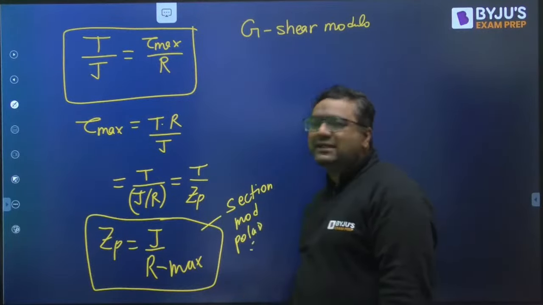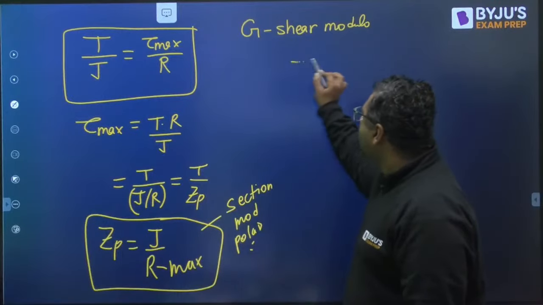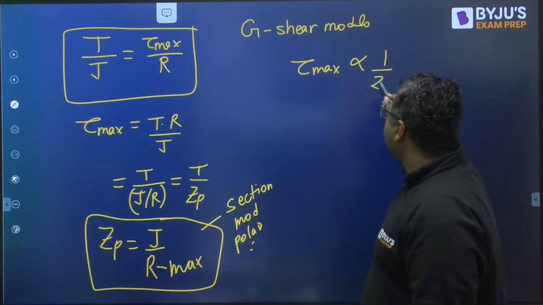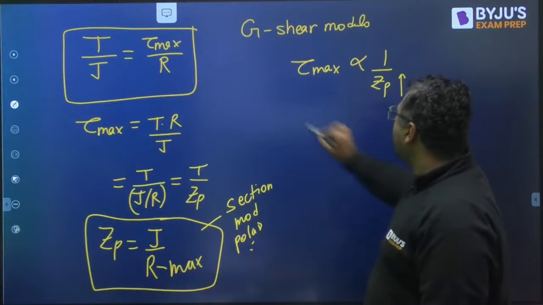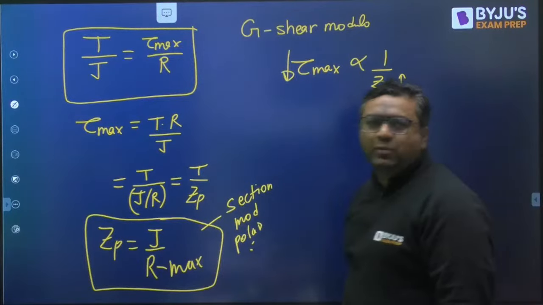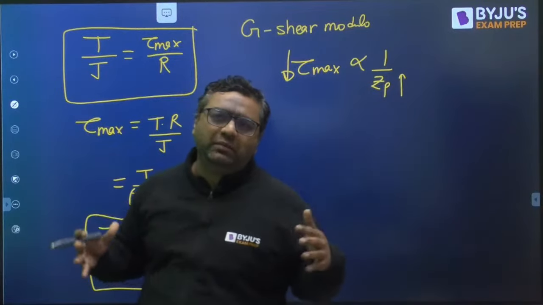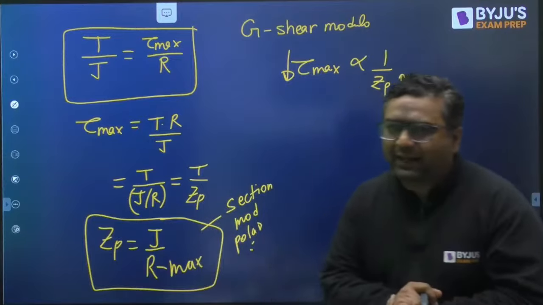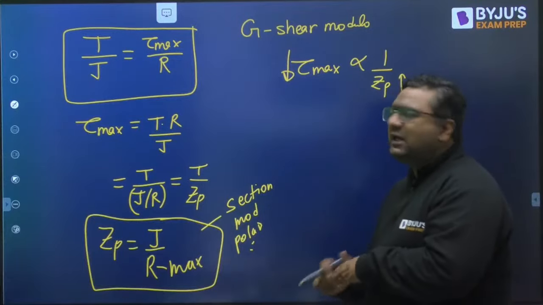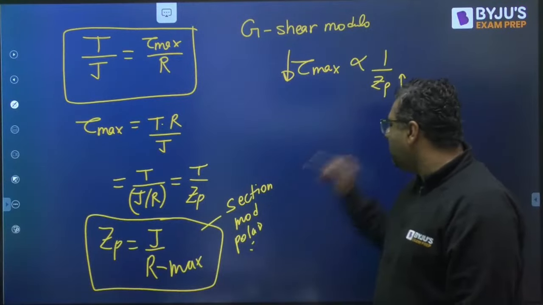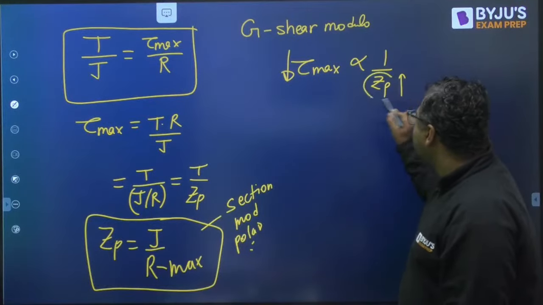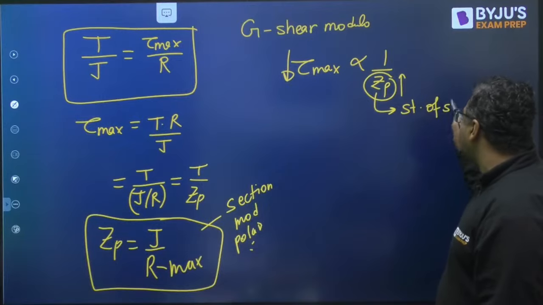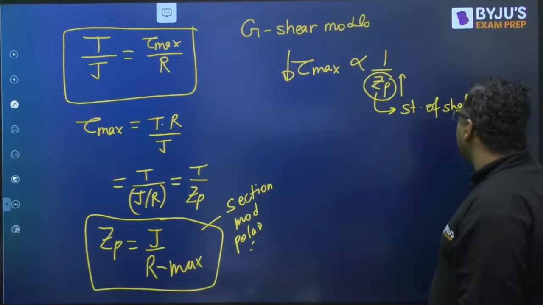And my dear, if you see ZP, you can write tau maximum is inversely proportional to ZP. So if ZP is more, tau max will be less. So my dear, if ZP is going to be more, the shear stress induced are going to be lesser. What do you mean by that? It means, yes, polar section modulus. It means this ZP is somewhere giving us the strength of shaft. It is giving us the strength of shaft.